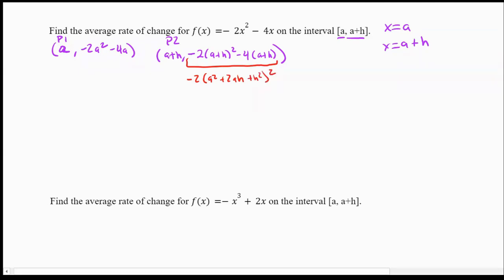If you need to, throw a plus h into a box, and that will help you get that. I'm going to distribute this 4 also, so negative 4a minus 4h. A big mistake that people make is forgetting to distribute that negative as well. And the last thing to simplify is I'm going to go ahead and distribute that negative 2. So my final second point, negative 2a squared minus 4ah minus 4h squared.